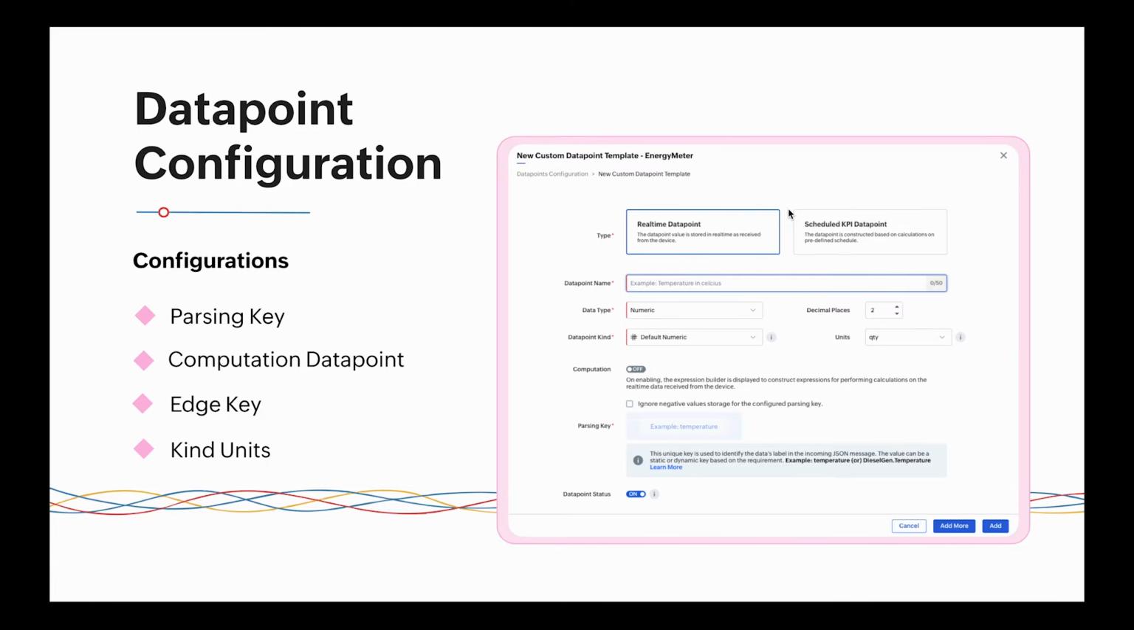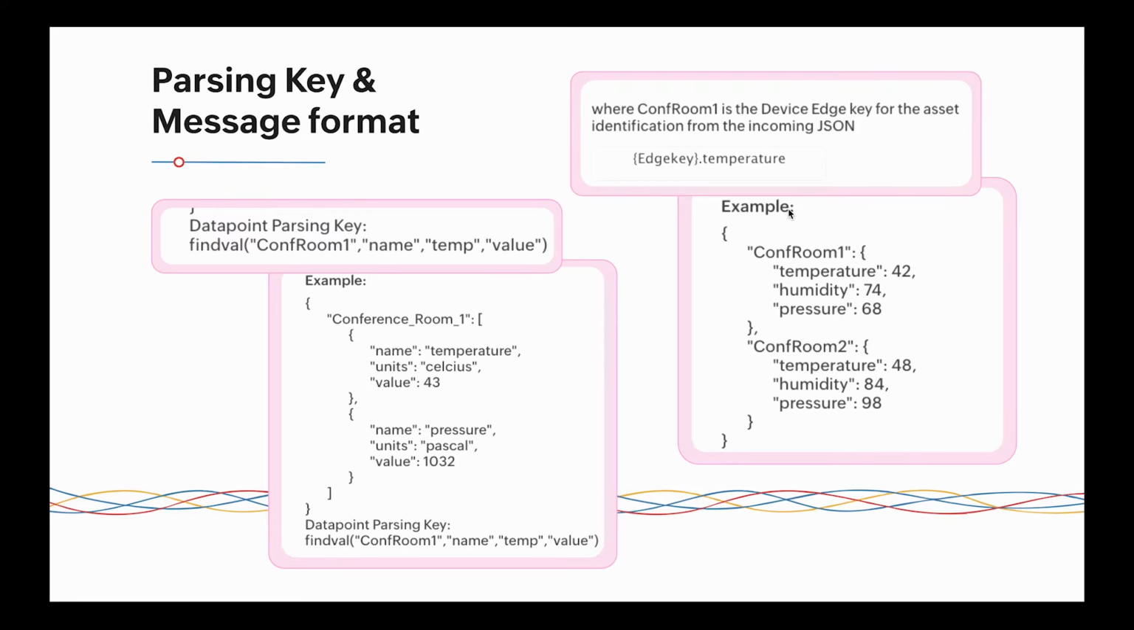So the JSON will have key value pairs, and also it will have hierarchical information representing assets or their pods or anything like that. So for that we have the parsing key mechanism. So for example, you can have a gateway sending information about multiple conference rooms and corresponding environment conditions, or the gateway can send information about multiple energy meters, where the energy meters will have unique identifiers like EM1 or conference room 1, CR1, like that.